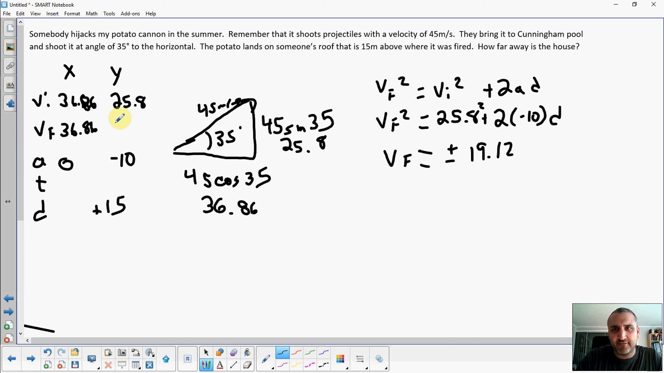So we're going to take the final velocity of negative 19.2 meters per second. So that's kind of cool. What's next? Let's see here.